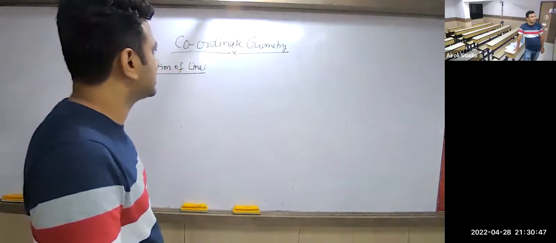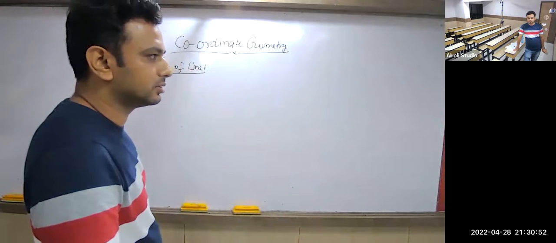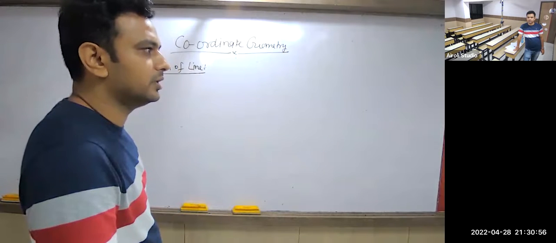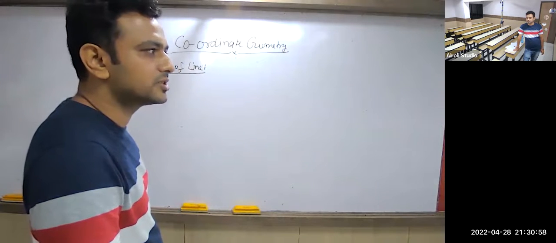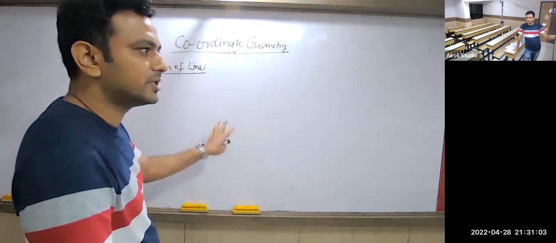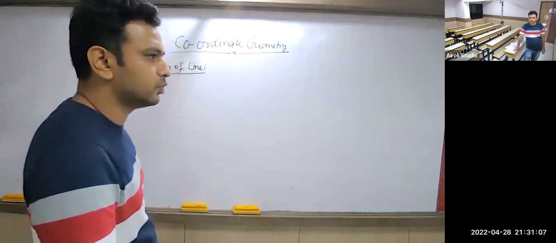Okay, so actually we have started coordinate geometry. Till now we have just discussed the quadrant and the section formula. I think you have studied the section formula and midpoint formula, that only we have discussed. So the next topic is equation of line.